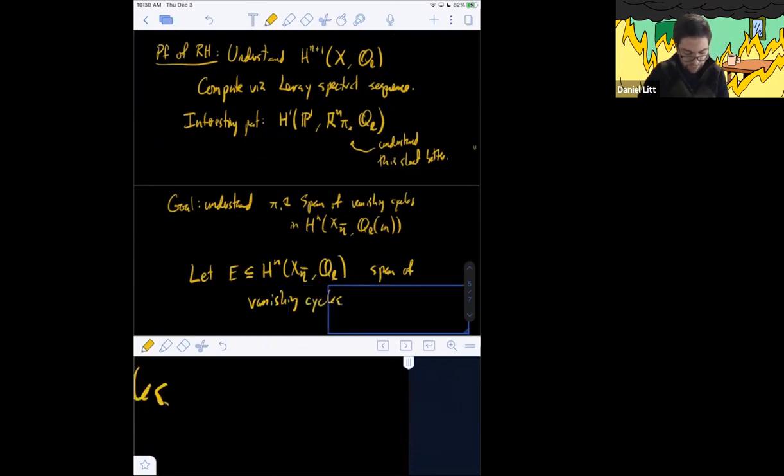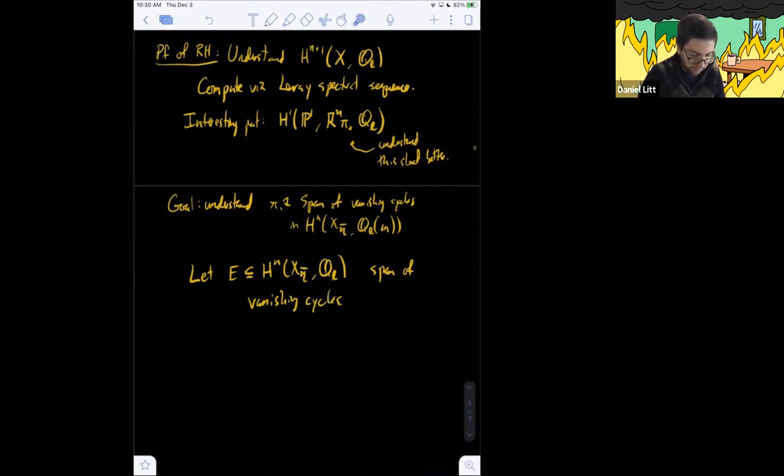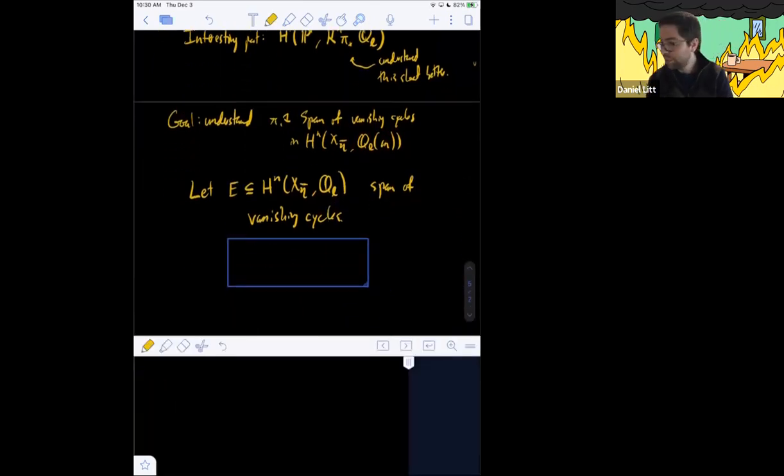There's a little bit of something funny here. The vanishing cycles live in Hn x eta bar QL of M. Because eta bar is an algebraically closed field, QL of M is just the same as QL, once you choose a generator of QL of M. So the vanishing cycles themselves are no longer well defined in here, but their span is still well defined, because if you change the generator of QL of M, you just multiply everything by a constant. So we're going to understand this span of vanishing cycles.